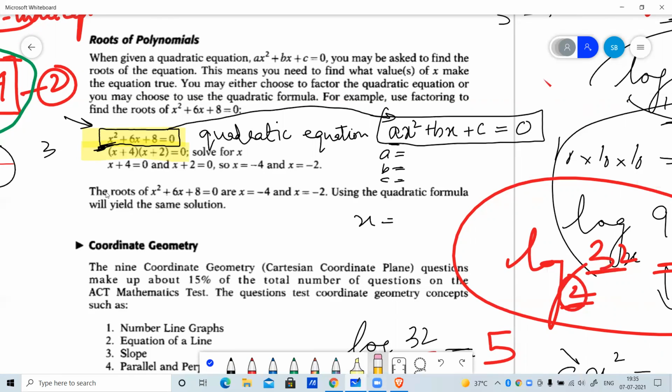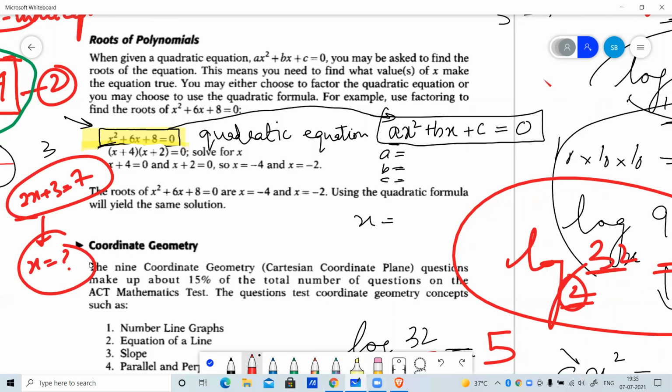So what we're having here is an equation, right? x squared plus 6x plus 8, and we want to calculate the value of x, as you were doing it for 2x plus 3 equals 7, for example. You were solving it, right? You're subtracting 3, and then you're dividing by 2 and all those things. So you are getting the value of x.